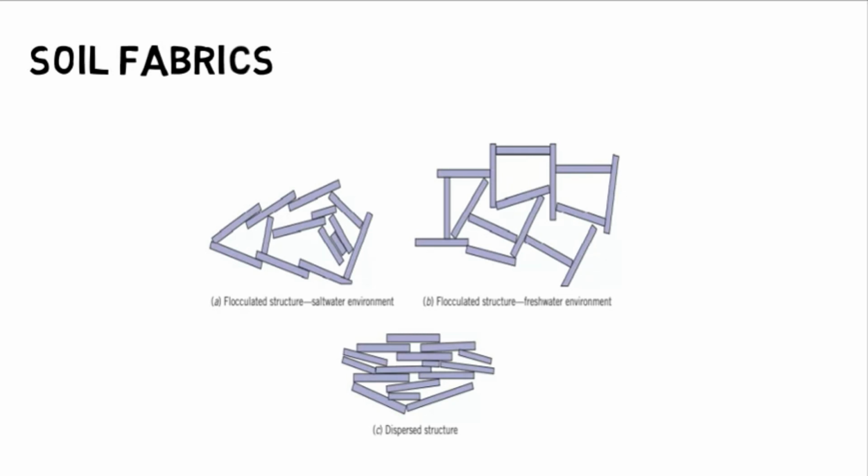A flocculated structure formed in a saltwater environment results when many particles tend to orient parallel to one another. A flocculated structure formed in a freshwater environment results when many particles tend to orient in a perpendicular manner. A dispersed structure occurs when the majority of the particles orient parallel to one another.